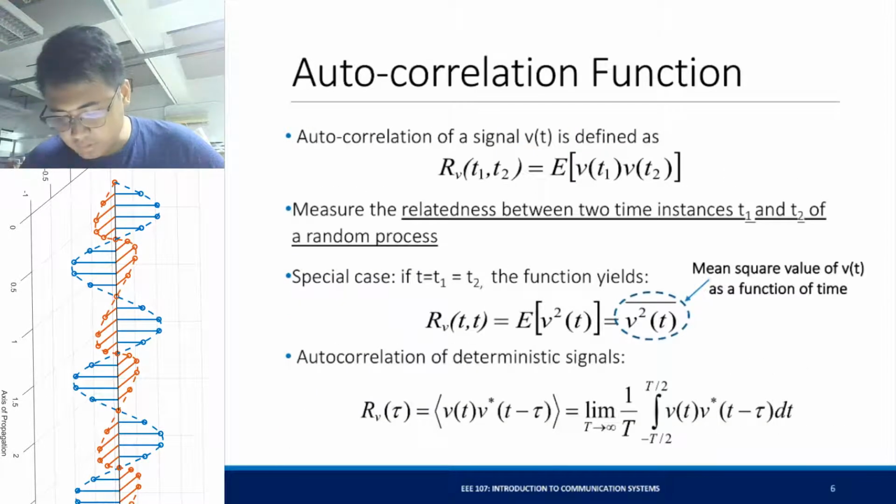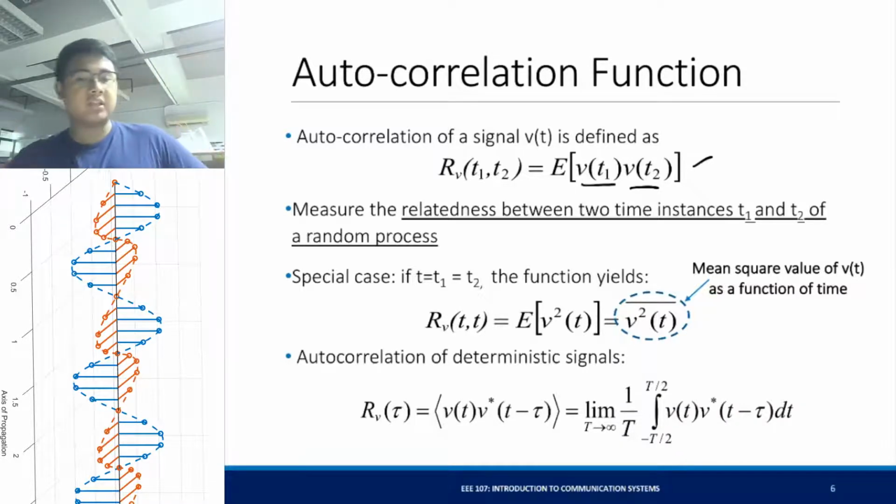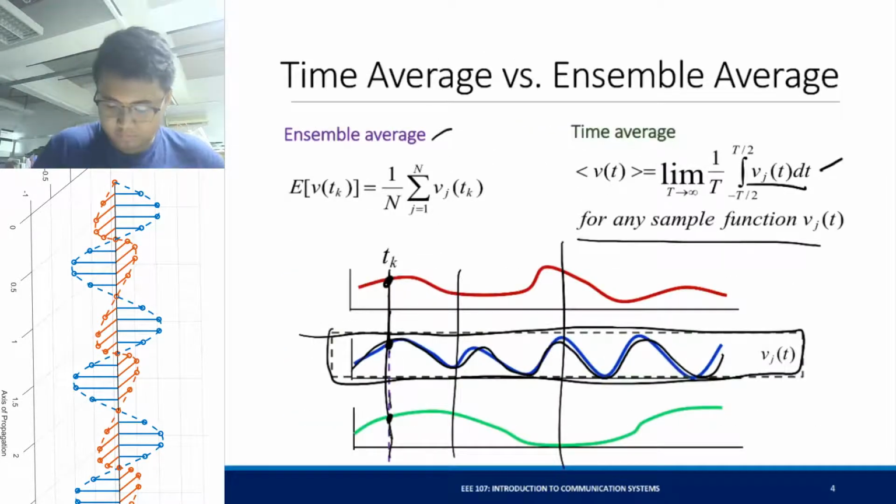Now let's define what we call the autocorrelation function. It's defined by getting the expectation of the product of two snapshots in time of the random process. This is how you measure the relatedness of the two time instances t1 and t2 of a random process. What does the autocorrelation function tell us? You will see later. So just some special cases: if your times are equal, there you go.